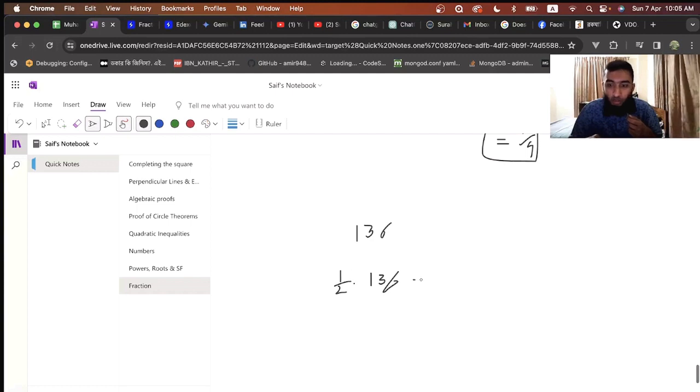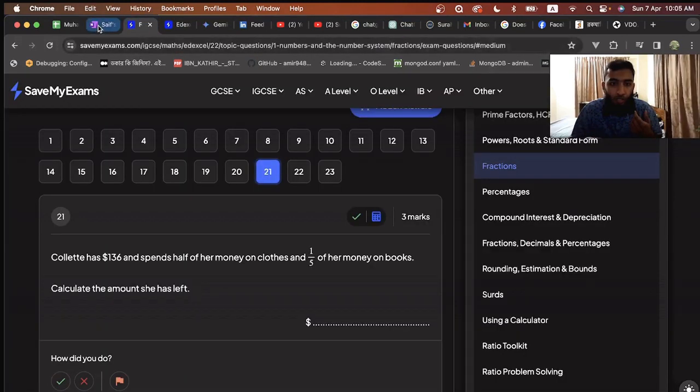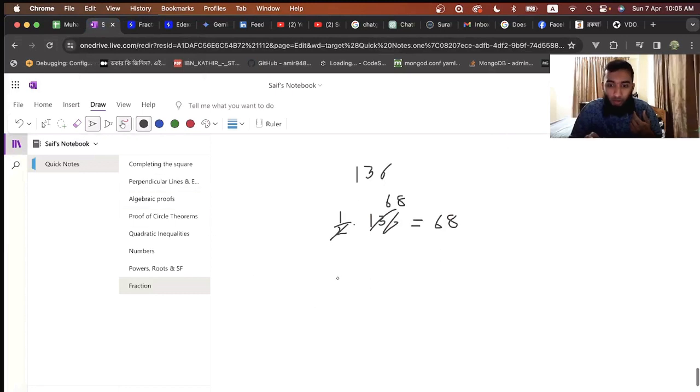If I do half of 136, we get what? 2 6s are 12 and 1 6, which is 68. So she spends $68 on clothes and 1/5 of her money on books. So 1/5 of the money, which is 136, on books.